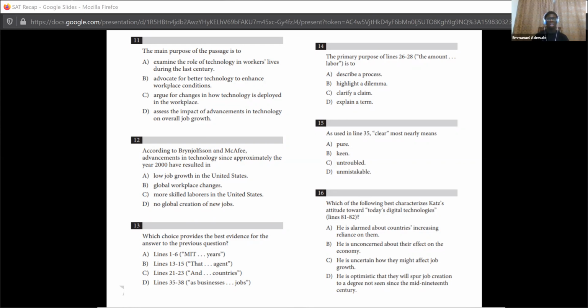Moving on to number 14. The primary purpose of the lines 26 through 28 is to A, describe a process, B, highlight a dilemma, C, clarify a claim, or D, explain a term. So feel free to raise your hand to share your answer, or type your answer in the chat to let us know what you think the correct answer is. And as the question asks, you will be able to find the answer in lines 26 through 28.